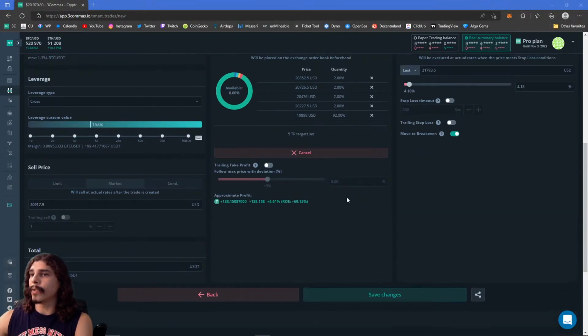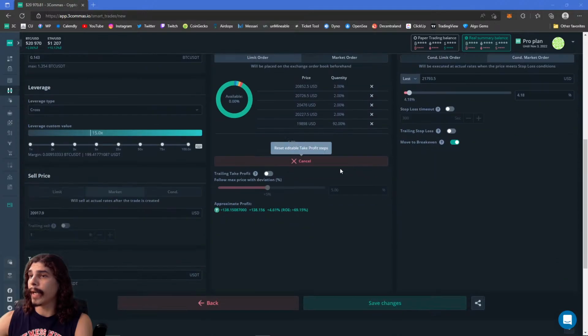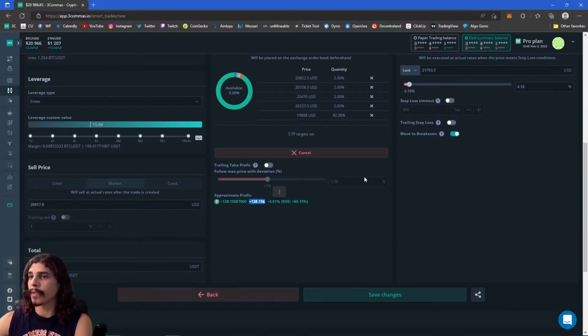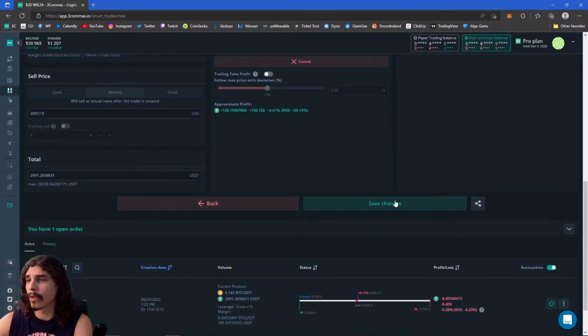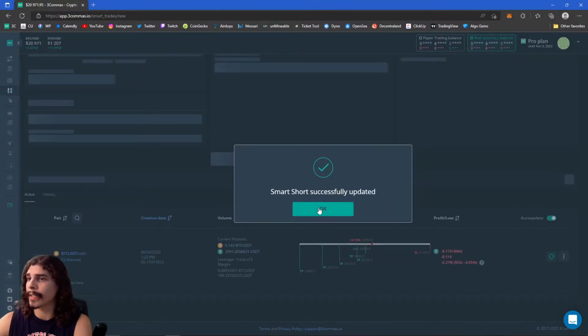All right, so let me just go ahead and save the changes there. And at this point, it looks like we're risking $138 for, well, I moved that to break even. So it looks like $138 for a $125 loss. That's what we're wagering if we go straight to stop loss. It's a little over 1-to-1. So we'll just go ahead and save that.